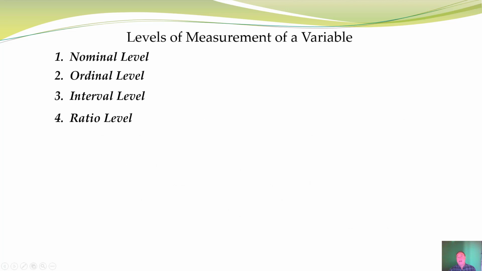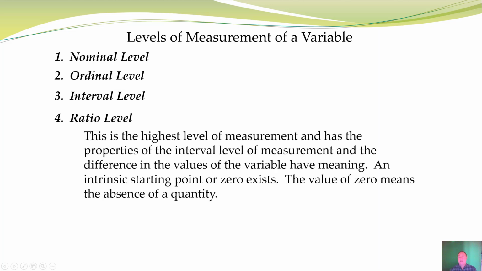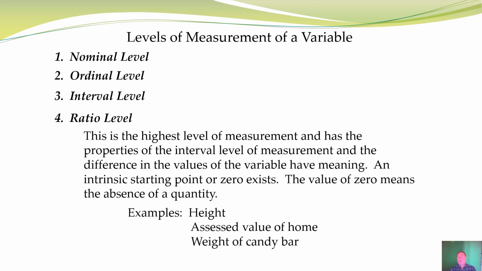And finally, the highest level is the ratio level. This is the highest level and has the properties of the interval level of measurement, and the difference in the values of the variable have meaning. But this time, there's an intrinsic starting point or 0 exists, and the value of 0 means the absence of quantity. Some examples here would be height.